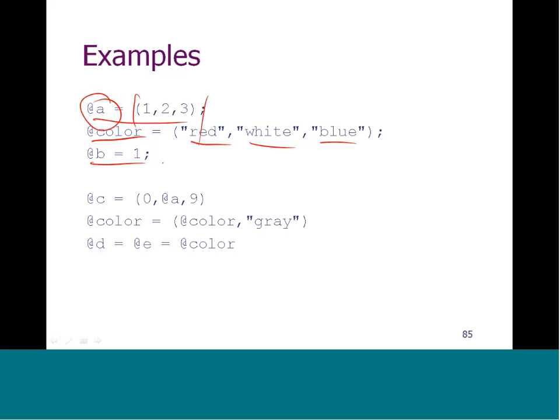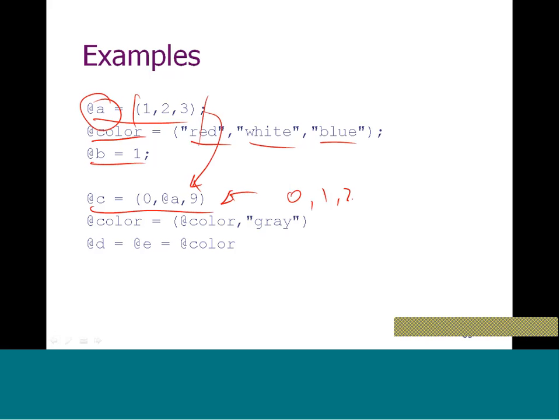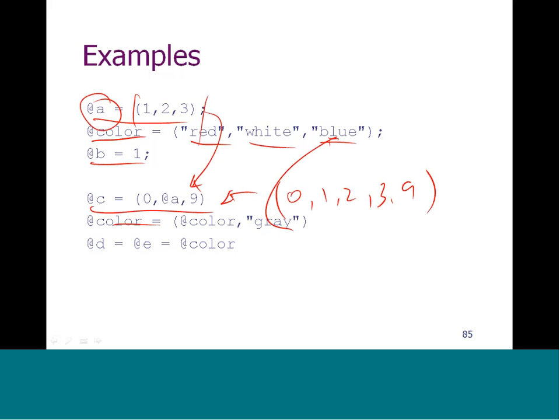Here is another one, @c is basically 0, @a and 9, so you can replace this so that it becomes 0, 1, 2, 3, 9. And then the same thing, the @d is updated towards the end with the @color array, and you can see that it's used in both places. And this is a multi assignment case where both @e and @b are assigned the same as @color.